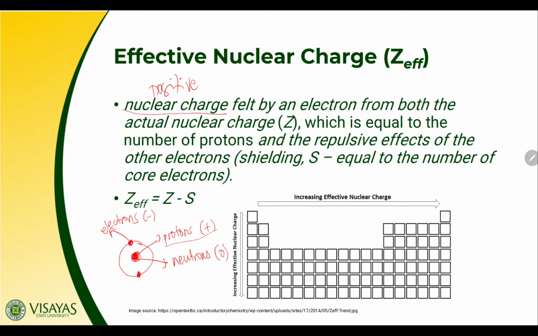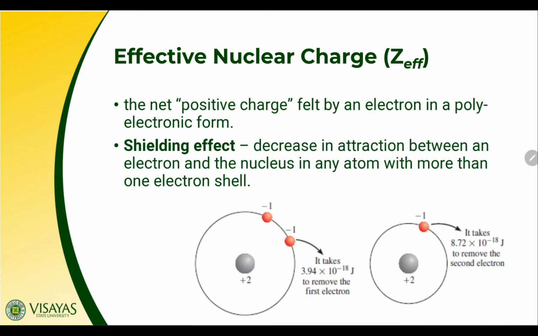the other electrons. So the formula is Z_eff, which is our effective nuclear charge. It's equal to Z, which is the actual nuclear charge or the number of protons. So this is the number of protons, which is also equal to the atomic number. S is our shielding. Again, effective nuclear charge takes into account the actual nuclear charge, the Z, minus the repulsive effects by the electrons. That is why it is called the net positive charge.